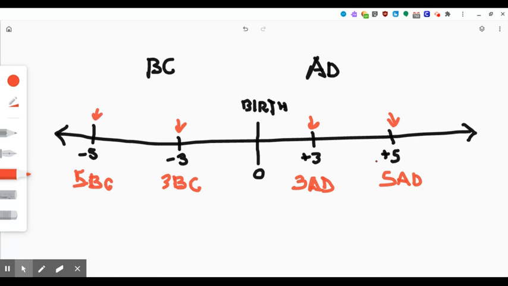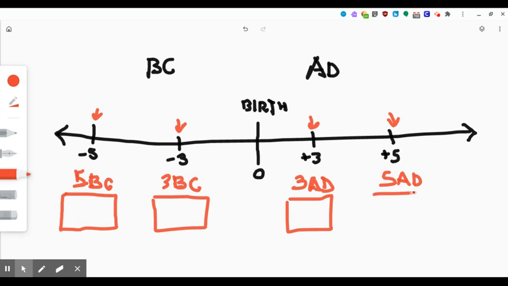Then to continue, not just looking at the years, we would have an event that would happen here in 5 BC that we would write about. We'd have an event in 3 BC. We would have an event in 3 AD, and we would have an event in 5 AD. Now, do remember that one difference between a number line and a timeline is that within a timeline, there is no year 0. It goes from 1 BC straight to 1 AD.